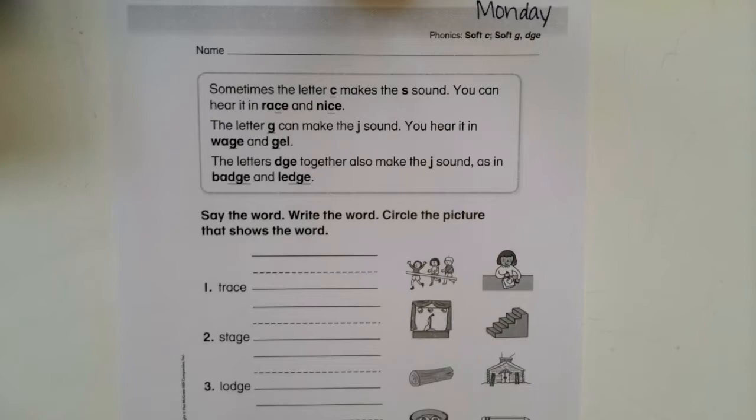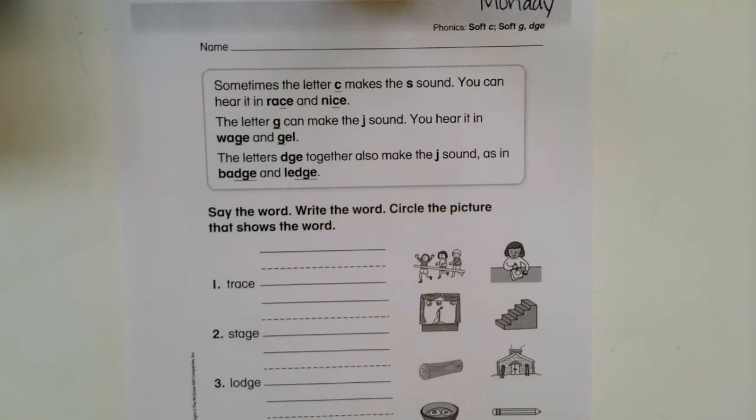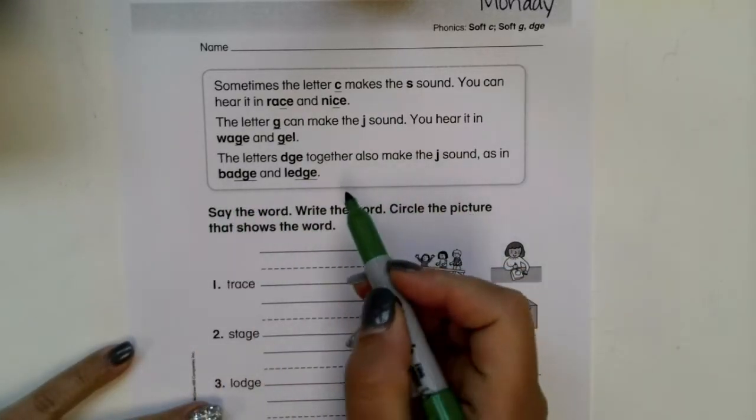Okay, so race, nice. The letter G can make the J sound. You hear it in wage, gel. So sometimes the G says J. And then when you put DGE together, DGE also makes the J sound, like in badge and ledge.